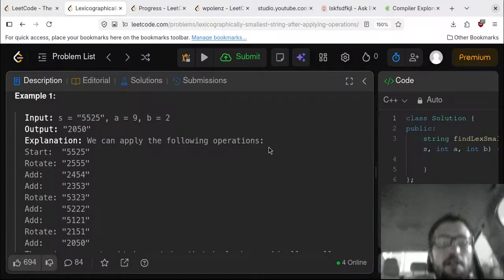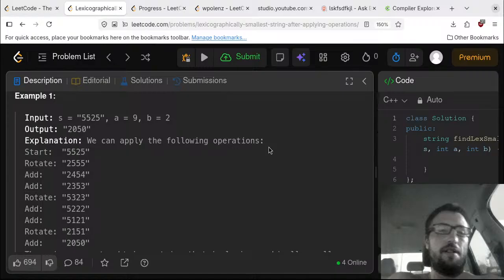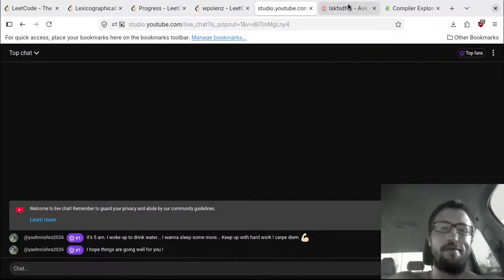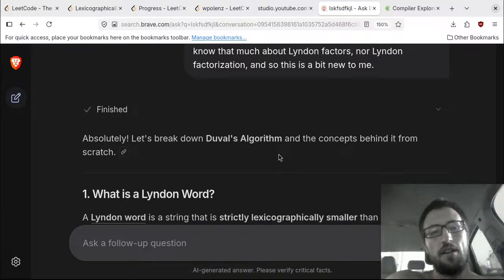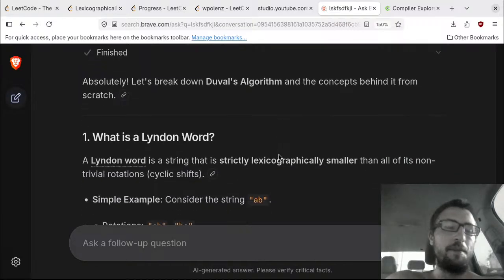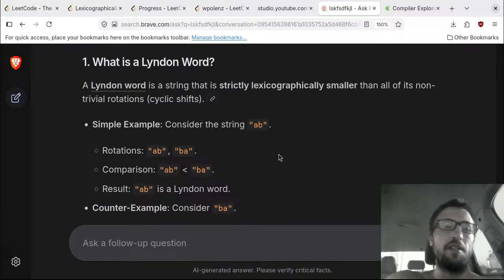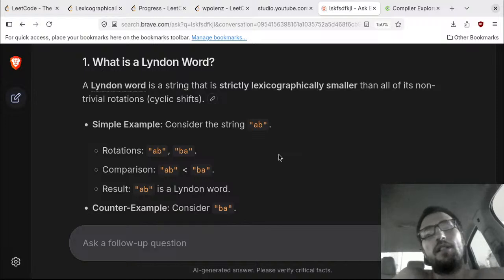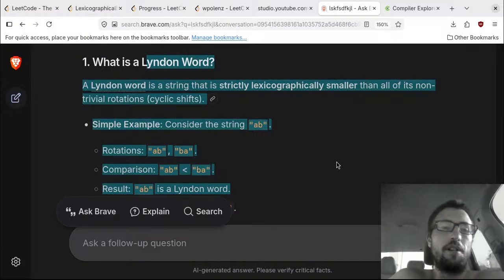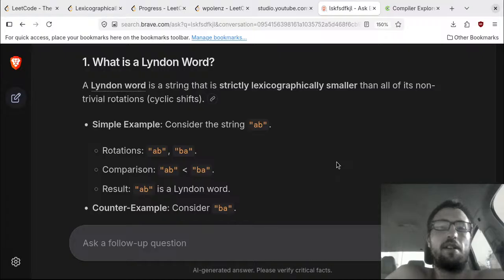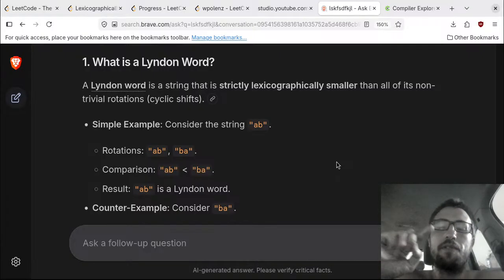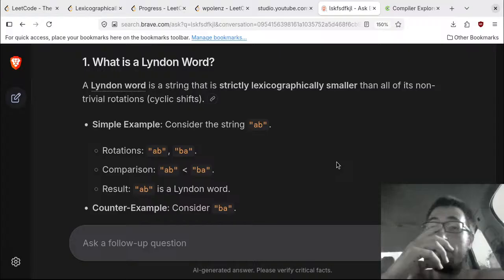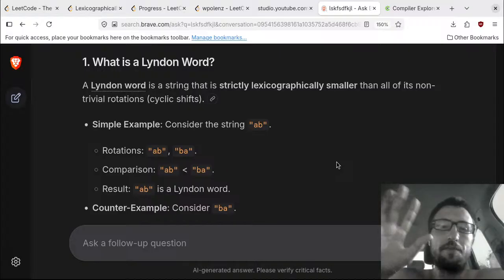All right, so let's learn about Duvals. Let's break down Duval's algorithm and the concepts behind it from scratch. What is a Lyndon word? A Lyndon word is a string that is strictly lexicographically smaller than all of its non-trivial rotations, cyclic shifts. So it's the smallest of all possible rotations. Okay.